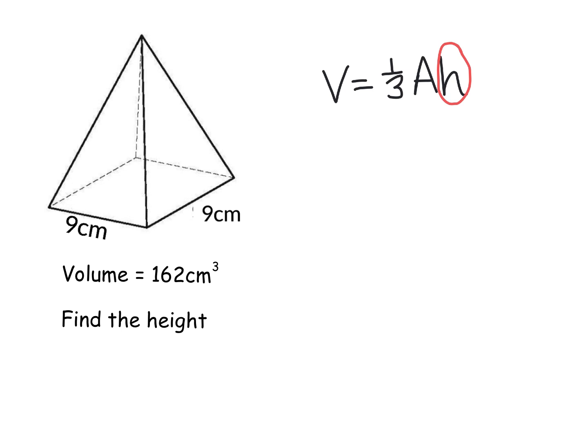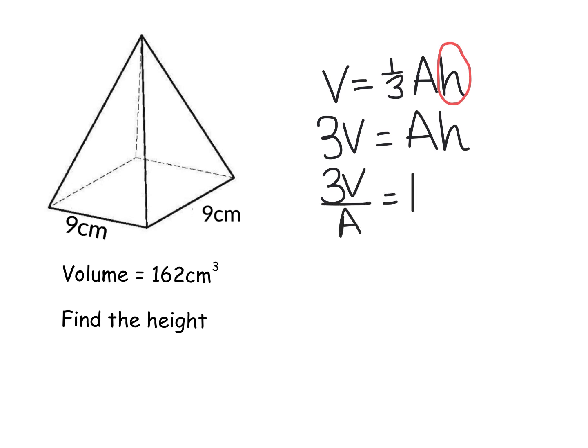So the first thing we do is the opposite of a third. So the opposite of dividing by 3 is times by 3. So we end up with 3V equals A times H. Then we're going to get rid of the times by A by dividing. So we get 3V divided by A equals H. So to get the height, we are going to substitute in and say height equals 3 times the volume. So V gets replaced with 162.